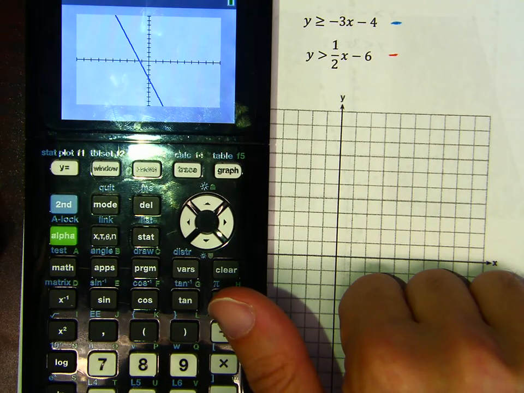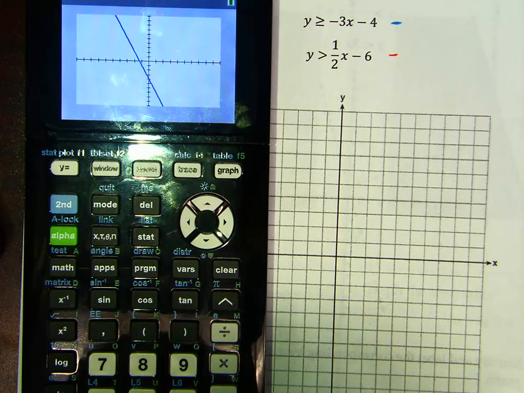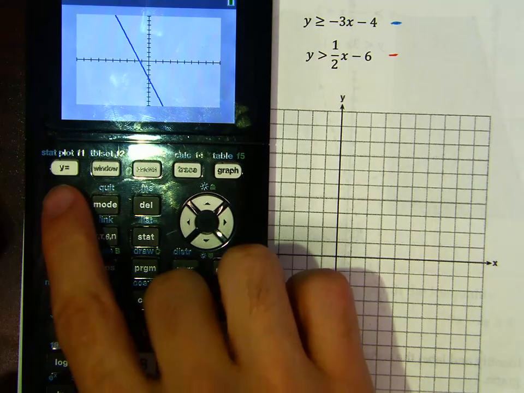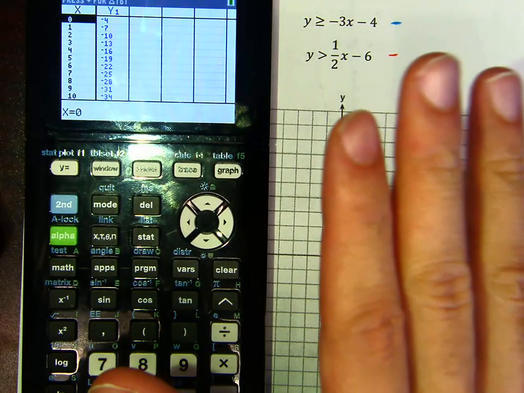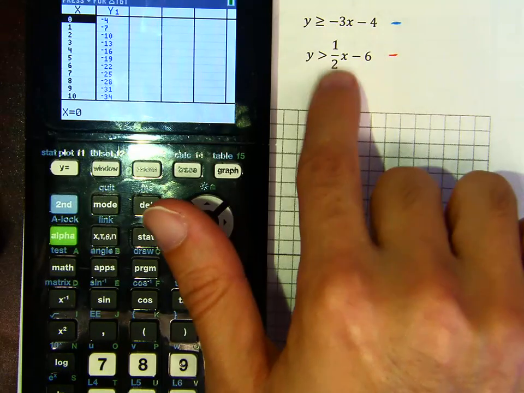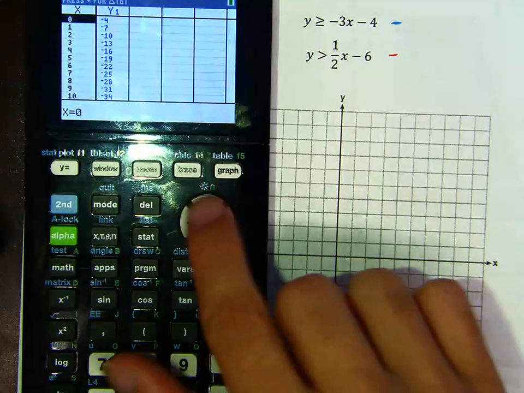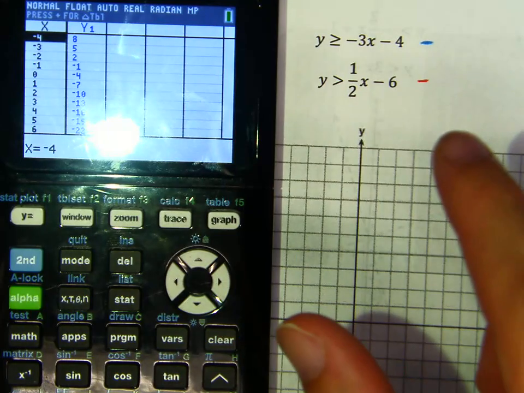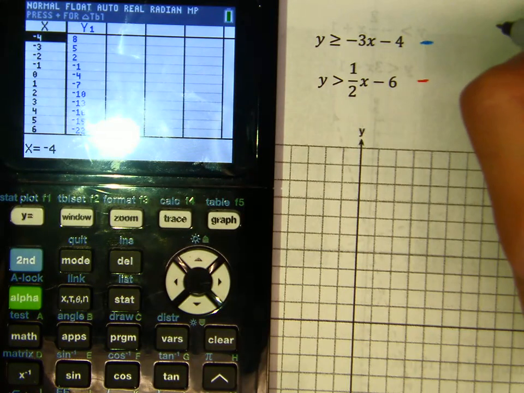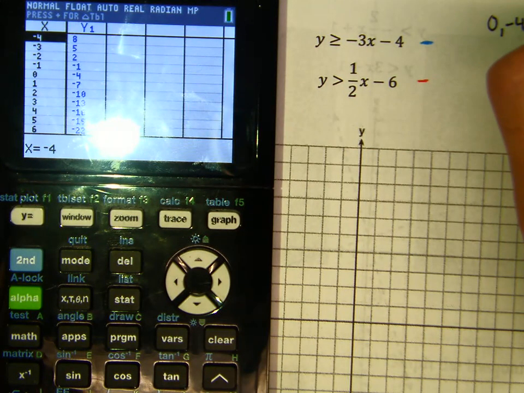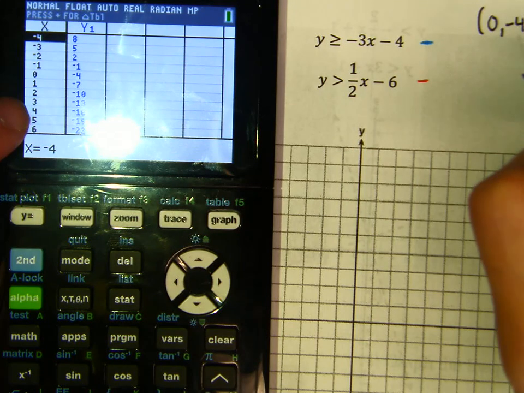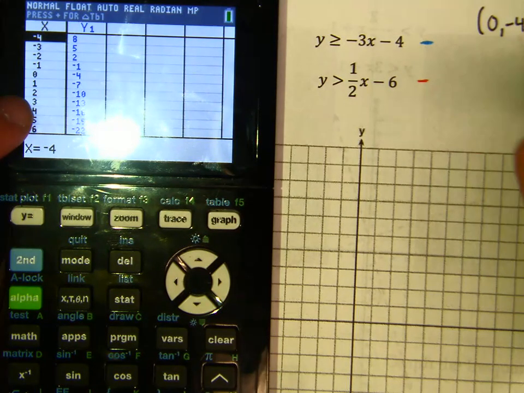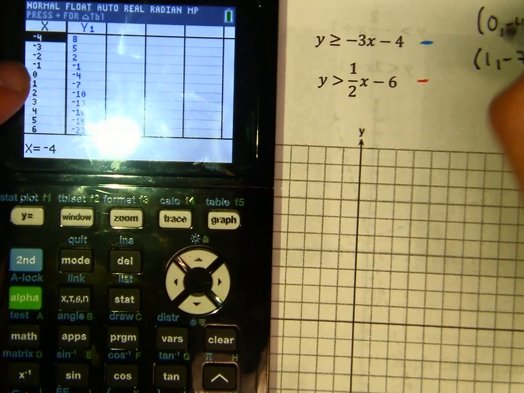So then what does the graph look like? It looks something like this. So where do I go to find the points? I hit second graph. And then, wow, look, because it's not a fraction like this one, the points look really nice, right? So let's just pick any 3 points. Which are some good points? Let's look at 0, negative 4. What's another good point? Maybe 1, negative 7. And then we could even do negative 2 and 2, right?